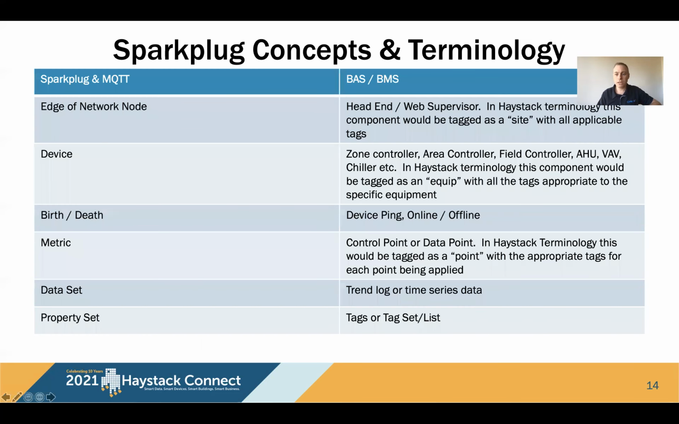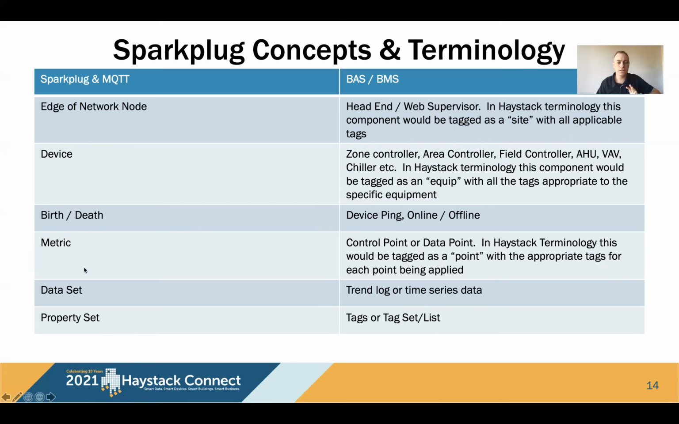So a couple of key concepts just to summarize. Our edge of network node would be the site level in our Haystack terminology, so the head end or a web supervisor. A device could be a zone control, an area control. It could be a piece of equipment, so an air handler, a VAV, or a chiller. And so we would tag this as an equip with all of the appropriate tags. The birth and death concepts of devices are synonymous with our device ping, so a device coming online or offline.